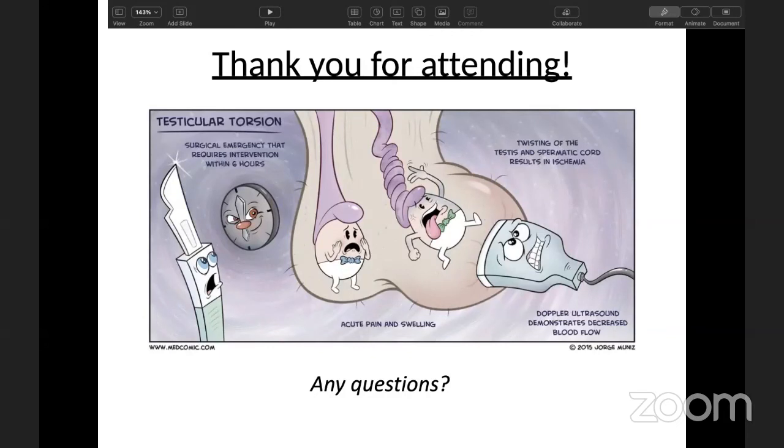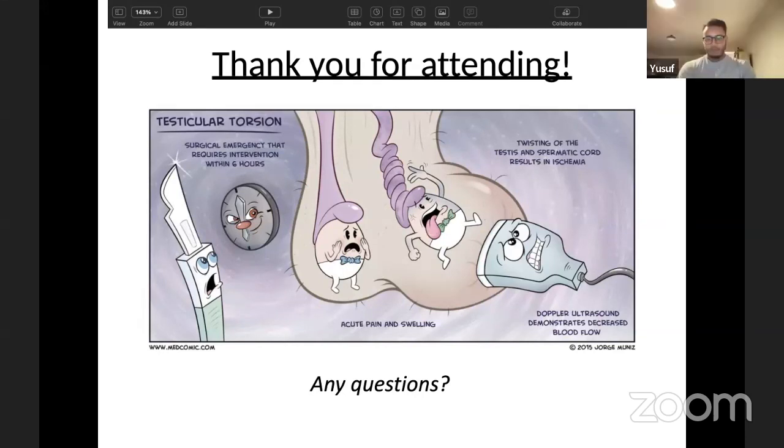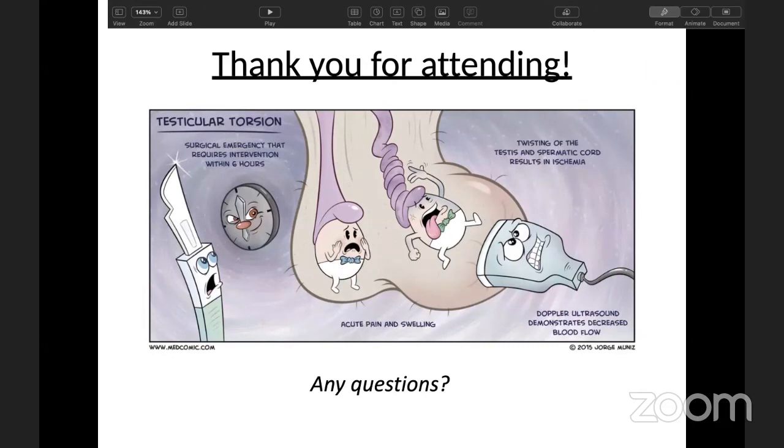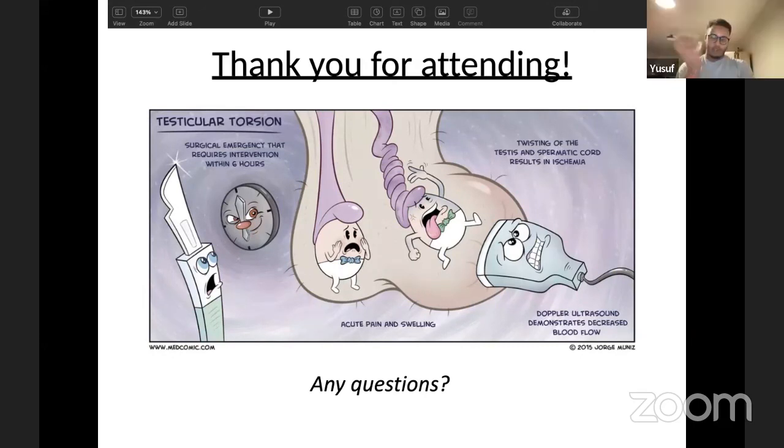I have a question here from Dean. Can someone still get a torsion even after an orchidopexy? No. Very, very unlikely. I've never seen it before and I've never heard of it before. Because the testis is fixed in place, so how is it going to twist around? It can't happen.